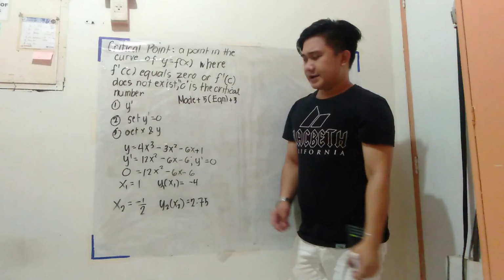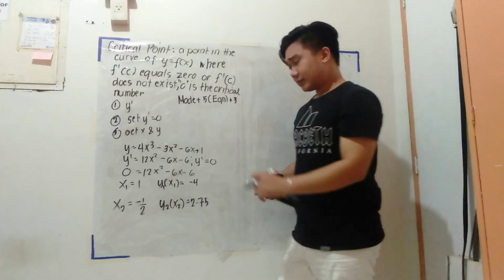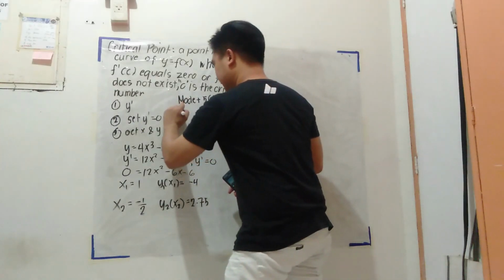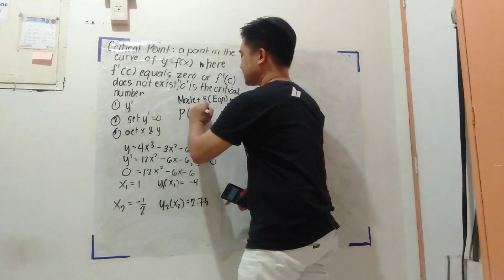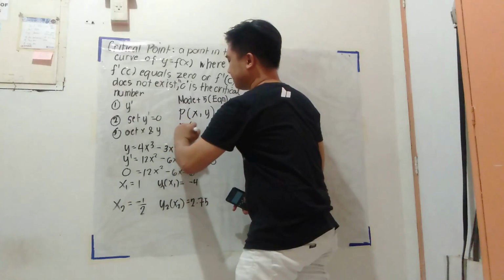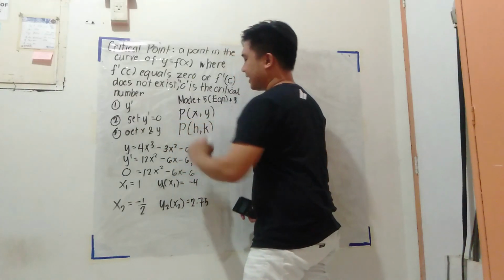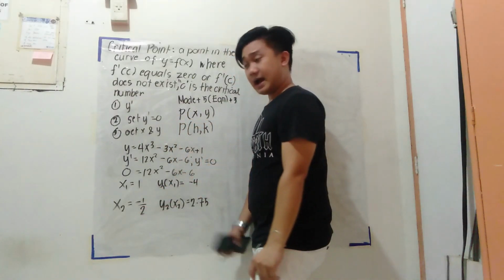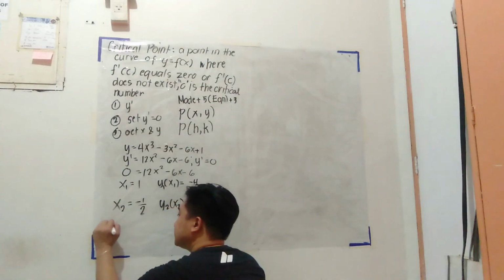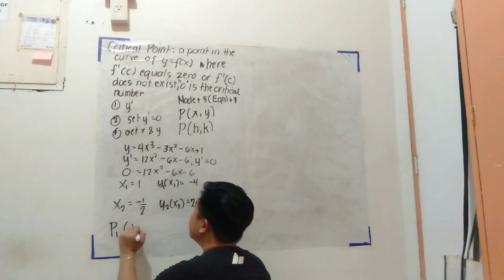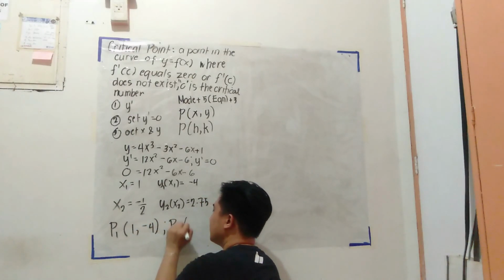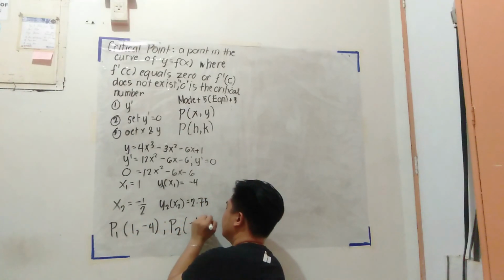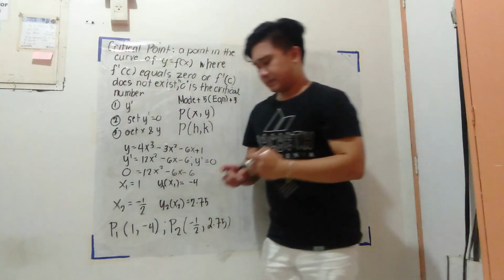So, pag tinanong ka, ano yung critical points natin, remember from your analytic geometry, a point is expressed as x-coordinate, y-coordinate, or simply h and k. So, may x and y ka. So, point 1 is 1, negative 4. And your point 2 is negative 1 half, 2.75. Okay?